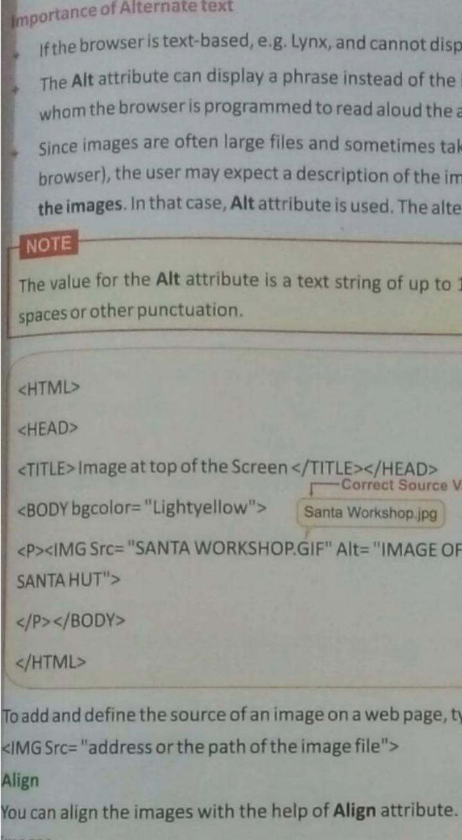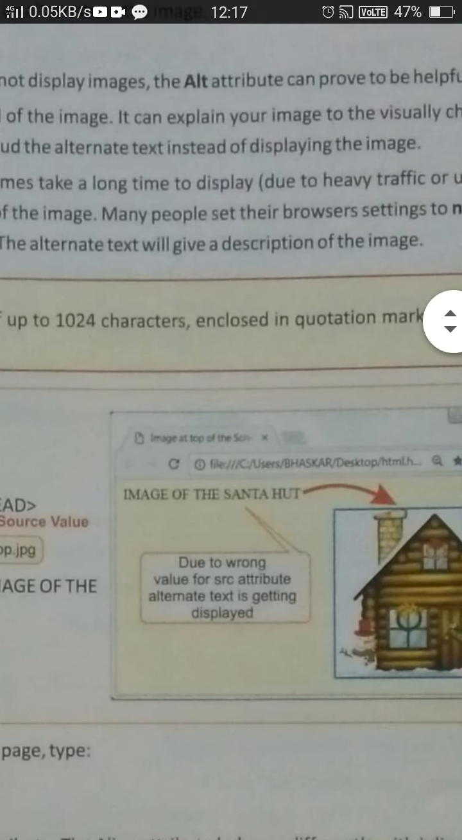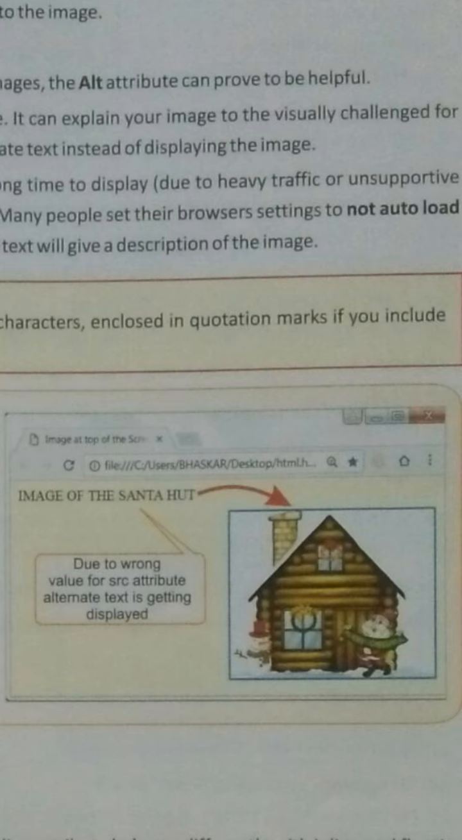Which image you want to bring on the web page, we have to define the address of that image, and that address will be defined by using the src attribute, and that address will be written in the inverted commas. Here in this example, santaworkshop.gif is the image file, and it is displaying on the web page. I am showing you. You can see here.